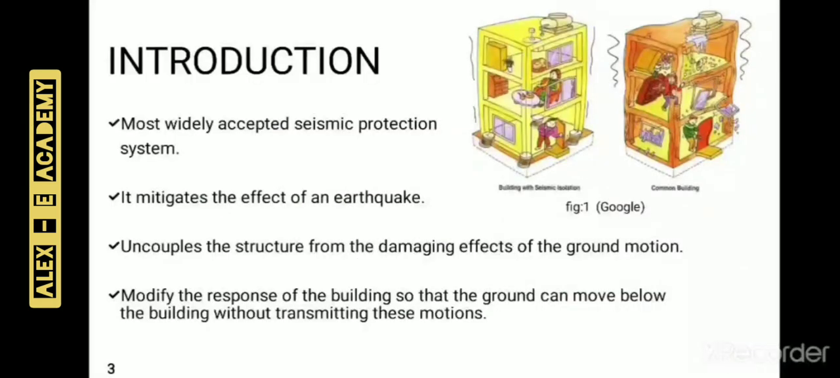We had discussed our topic, base isolation, in the previous presentation, but let's have a quick glimpse of all that. Base isolation is one of the most widely accepted seismic protection systems in earthquake-prone areas. It is a state-of-the-art method in which the structure is separated from the base by introducing a suspension system between the base and the main structure. Thereby, base isolation can reduce the seismic demand of the structure and improve the safety of the structure.